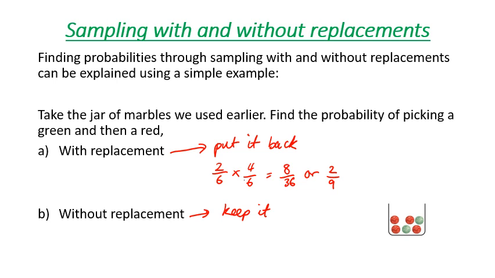In our second example, we're not going to put it back. We're going to keep it. So a green, we've got 2 in 6, times by then 4 over 5, which is going to be 8 over 30, or as we found out before, 4 out of 15.